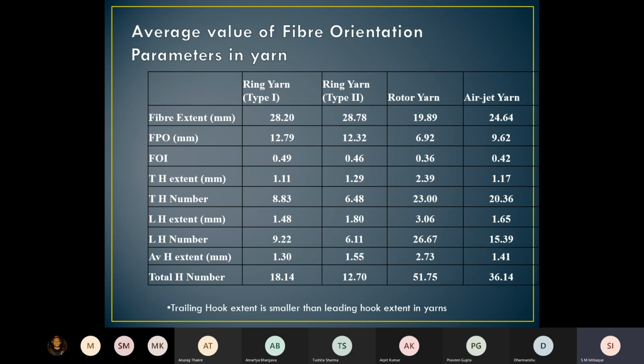But the moment I consider all fibers in the yarn, then definitely that will give you a better picture. So that's why we found that yes, FY is a better way to explain or define overlapping rather than FPO. FPO of course gives a sufficiently good idea, but in comparison, FY is definitely giving better results.